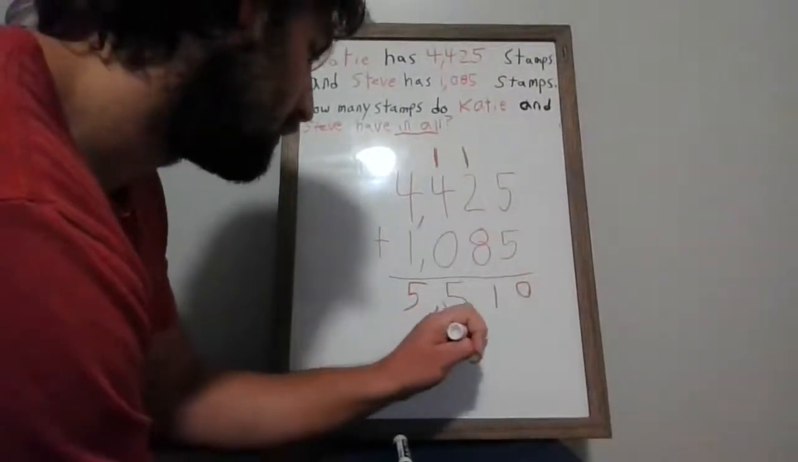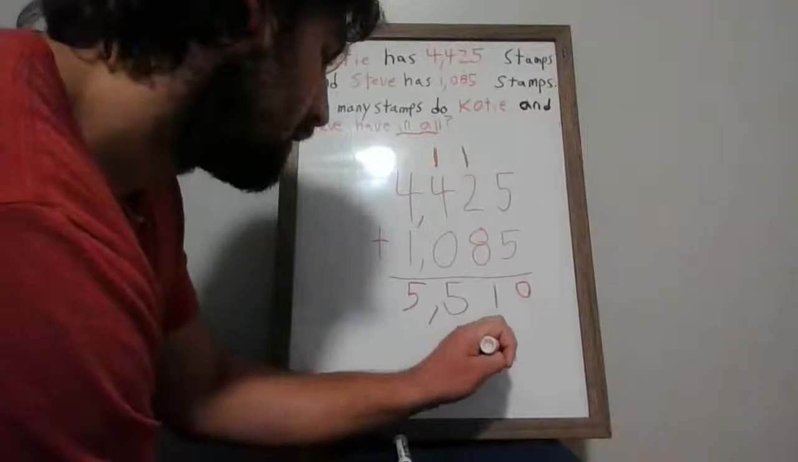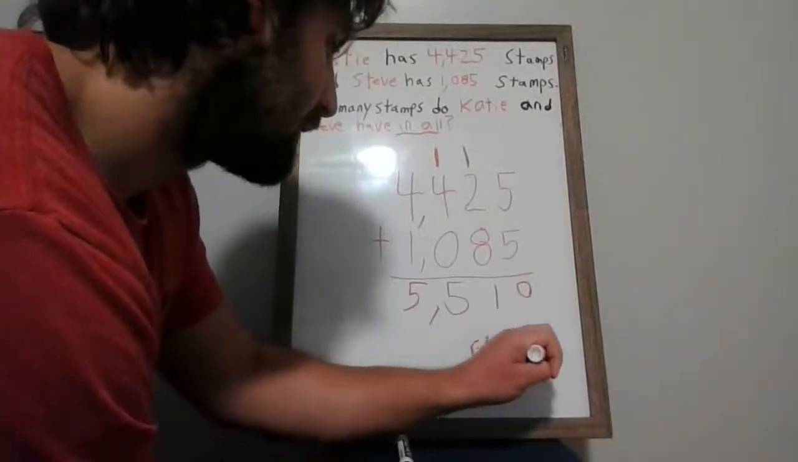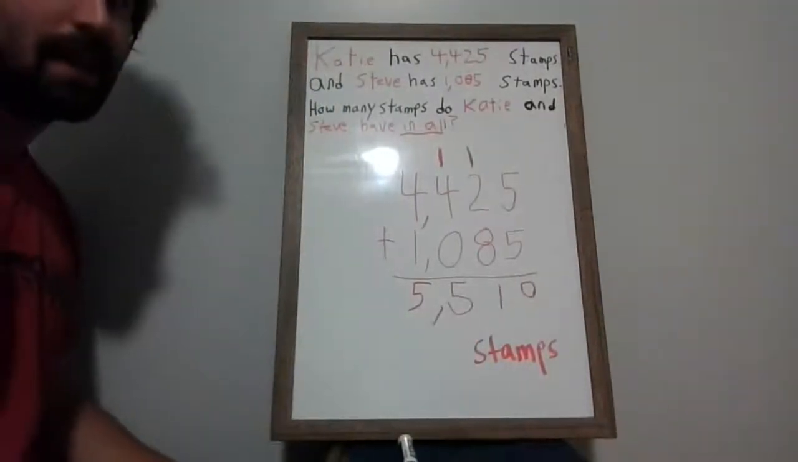I always put what the unit is. So Katie and Steve have 5,510 stamps.